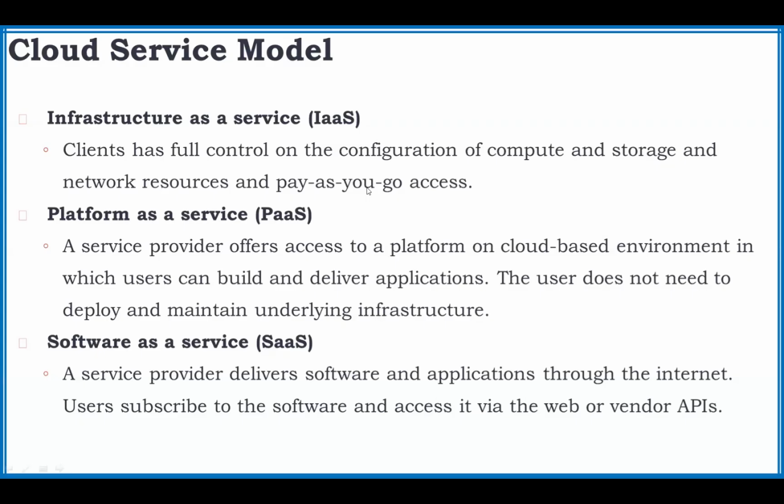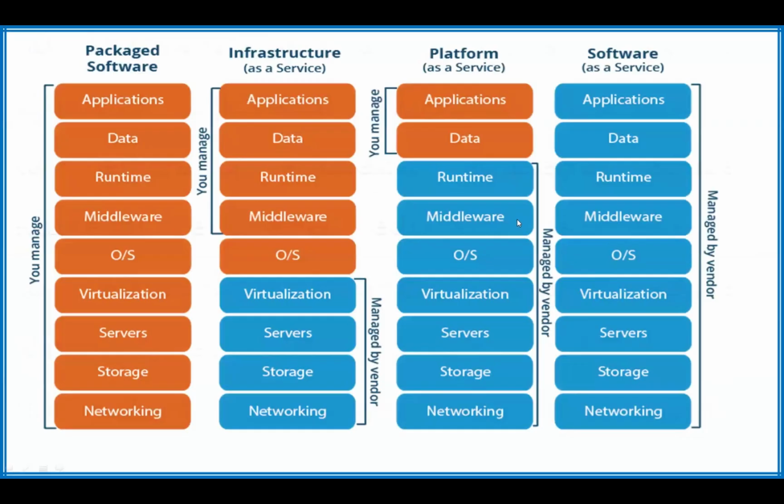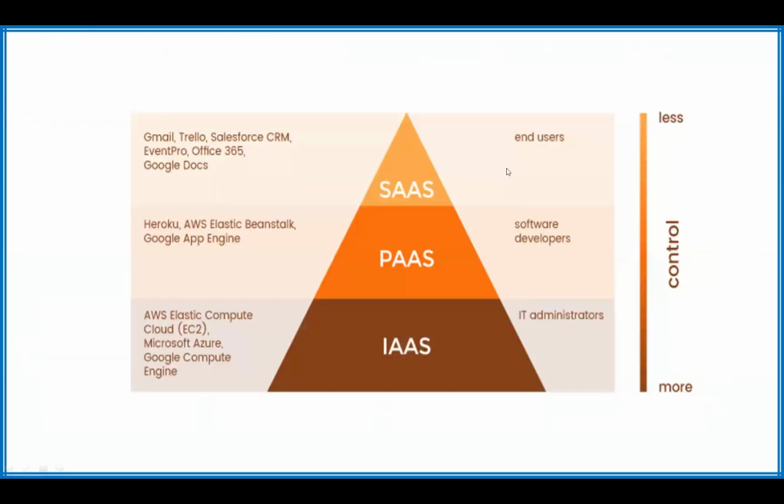The next is software as a service. Software as a service is the end application, let's say Gmail or Facebook. There are multiple software as a service offerings available over which we don't have any control. We can only use or interact with the application. The service provider delivers software and applications for all internet users to subscribe to. This is just the kind of access that you have.